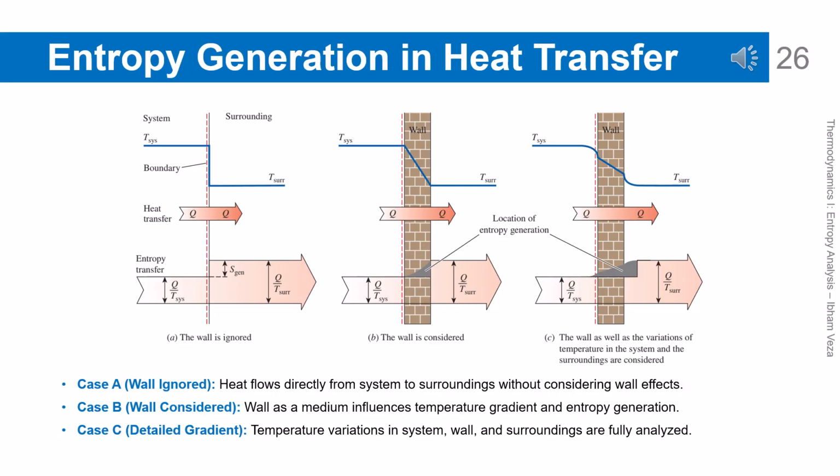Entropy generation in heat transfer, cases A, B, C. Case A shows heat transfer directly from the system to the surroundings without considering the wall. Case B shows that the wall as a heat transfer medium affects the temperature gradient and entropy generation. In this case, entropy is generated inside the wall due to finite temperature differences. Case C analyzes the temperature distribution in more detail in the system, wall, and surroundings. This step-by-step approach helps to understand where and why entropy is generated.